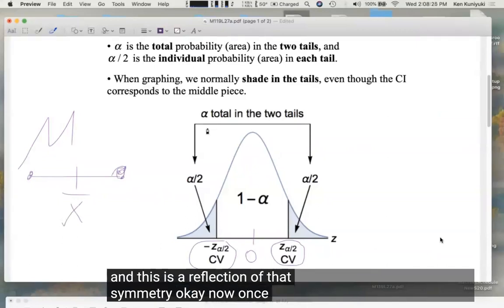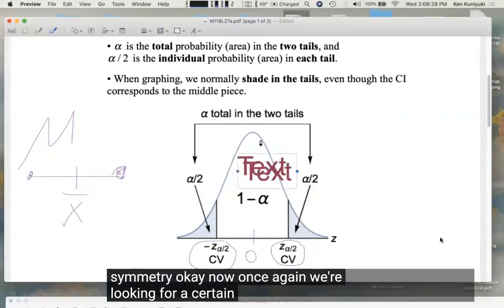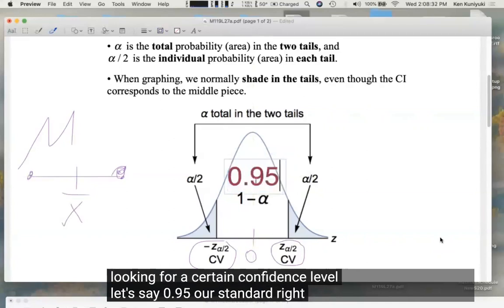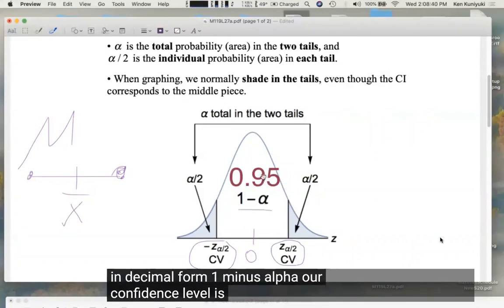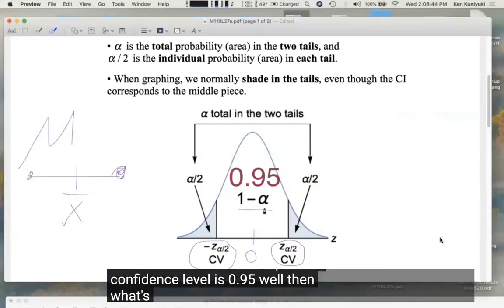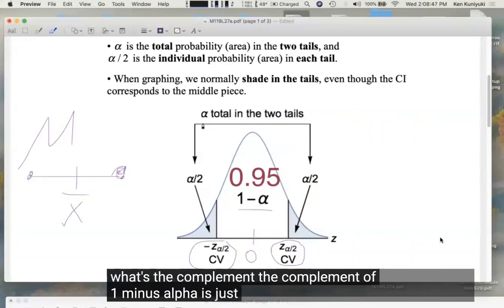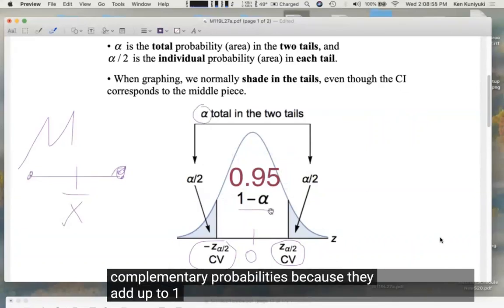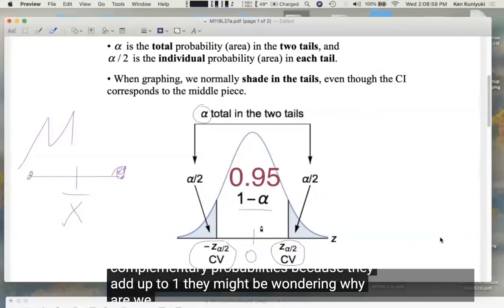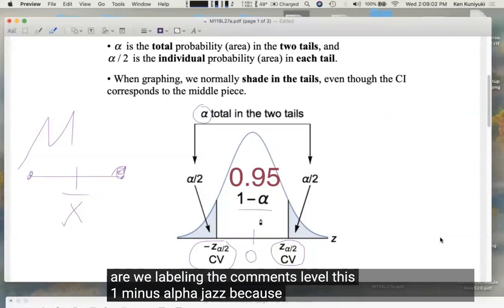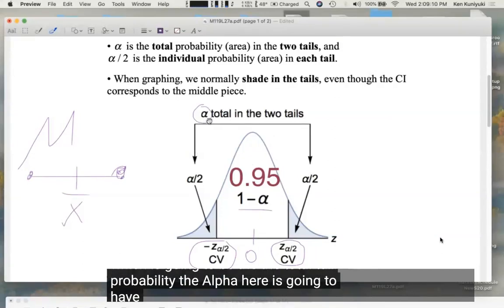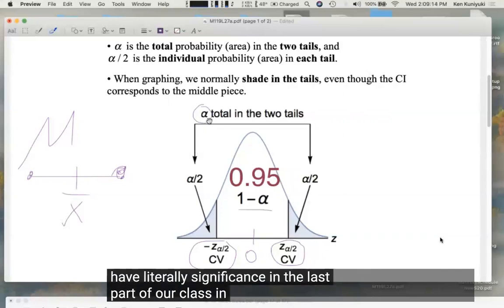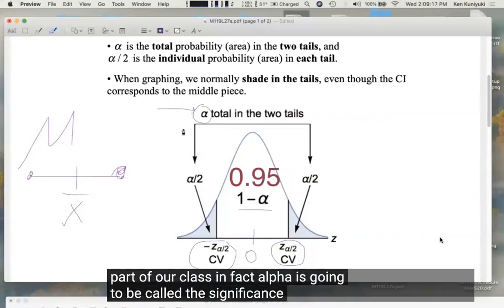Now, once again, we're looking for a certain confidence level. Let's say 0.95, our standard. So if 0.95 is our confidence level in decimal form, 1 minus alpha is 0.95. Then what's the complement? The complement of 1 minus alpha is just alpha. These are complementary probabilities because they add up to 1. You might be wondering, why are we labeling the confidence level 1 minus alpha? Because alpha, the total tail probability, is going to have literal significance in the last part of our class. In fact, alpha is going to be called the significance level in a hypothesis test.